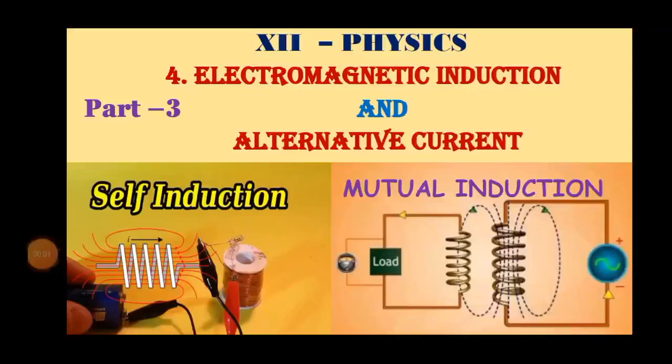Hi students, today we are going to discuss 12th standard physics, lesson number 4, electromagnetic induction and alternating current, part 3 class. In this video we are going to talk about self-inductance and mutual inductance.